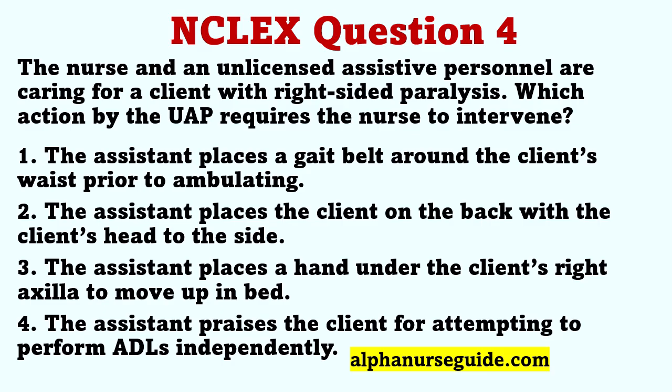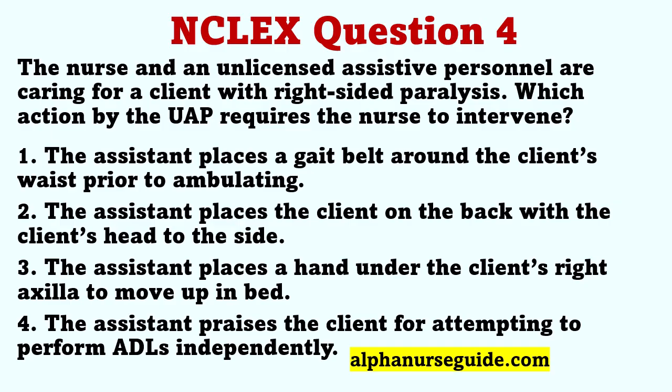The nurse and an unlicensed assistive personnel are caring for a client with right-sided paralysis. Which action by the UAP requires the nurse to intervene? 1. The assistant places a gait belt around the client's waist prior to ambulating. 2. The assistant places the client on the back with the client's head to the side. 3. The assistant places a hand under the client's right axilla to move up in bed. 4. The assistant praises the client for attempting to perform ADLs independently.